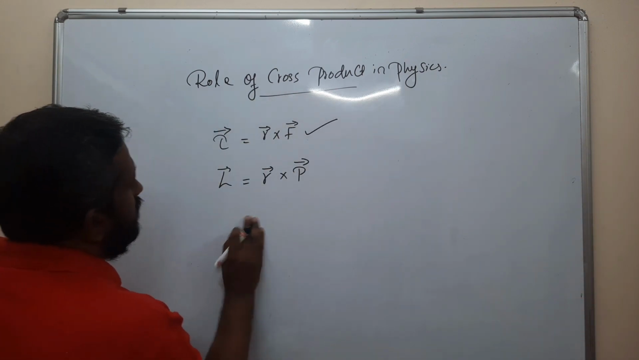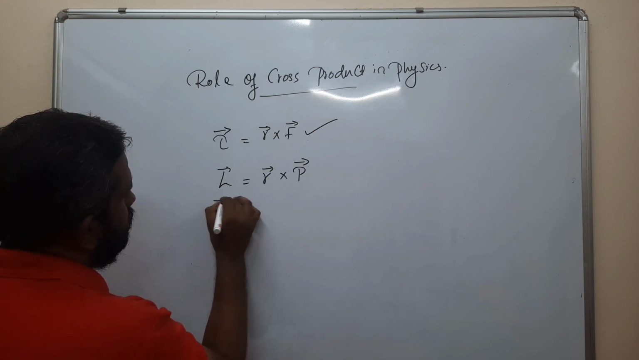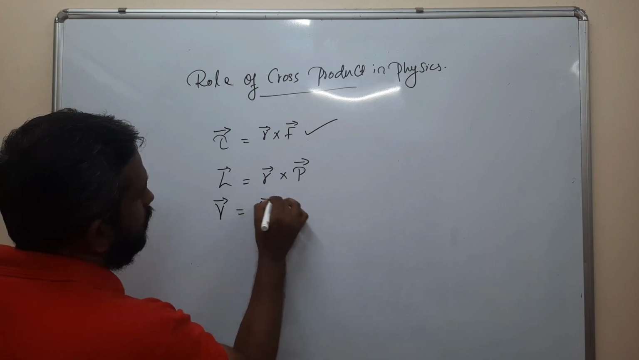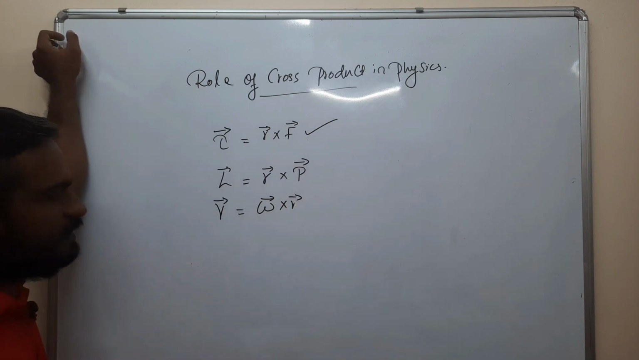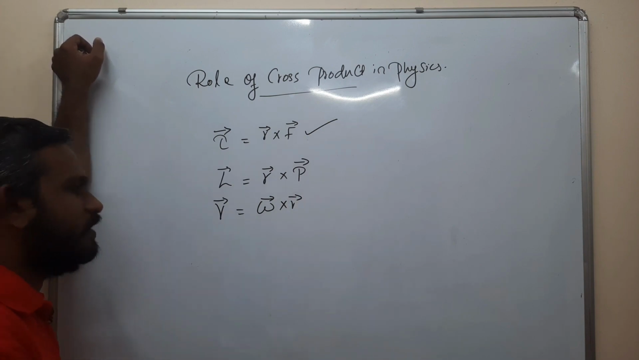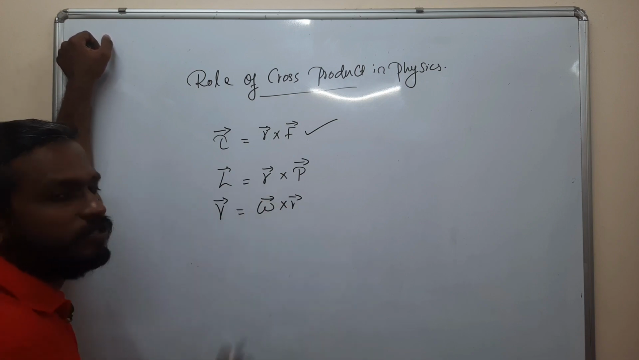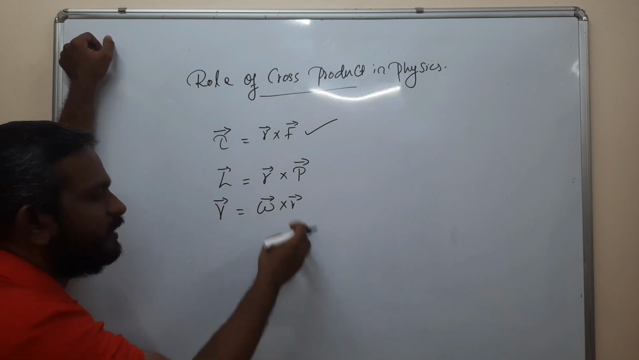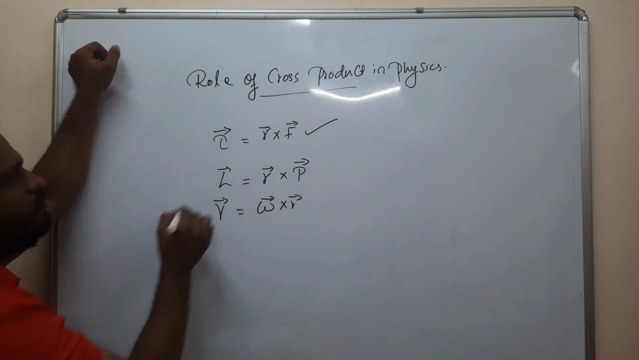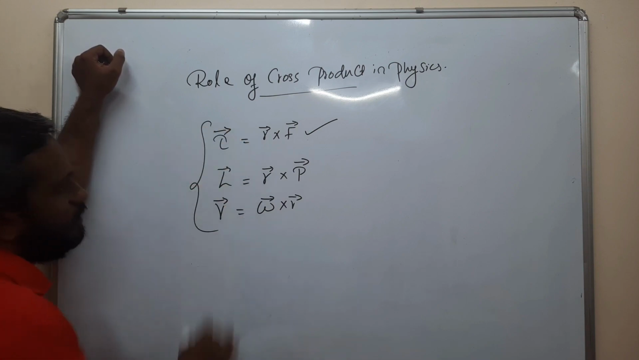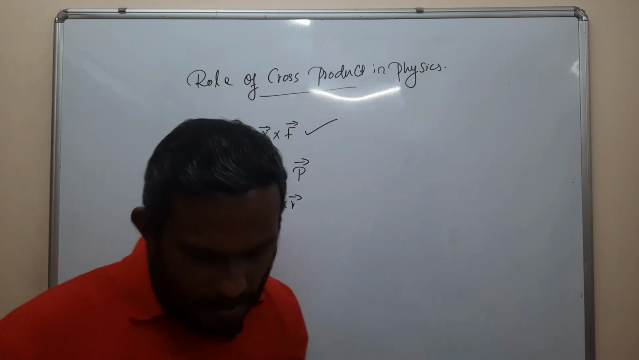One more quantity is there. Instantaneous velocity v vector is equal to the cross product of angular velocity and position vector, that is v = r omega. These are vector quantities, and taking the cross product we get a third vector quantity. So to manage these quantities, we use the vector product.